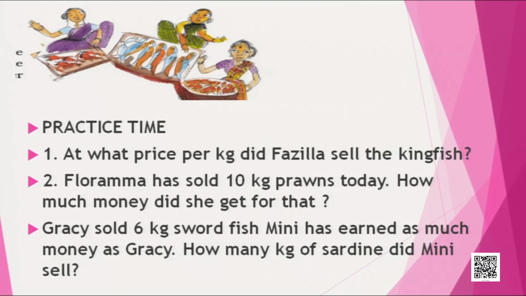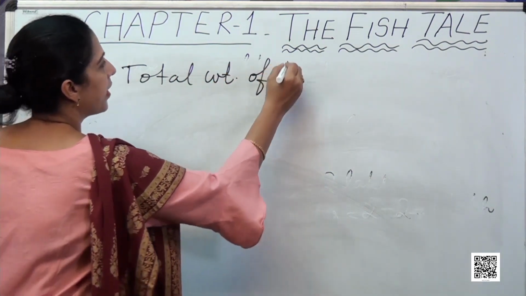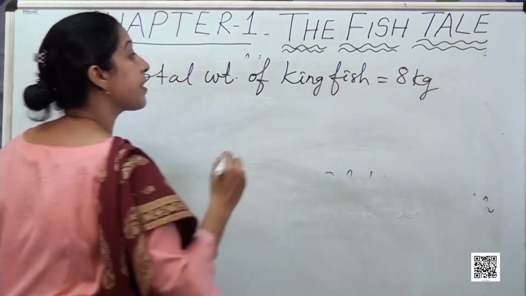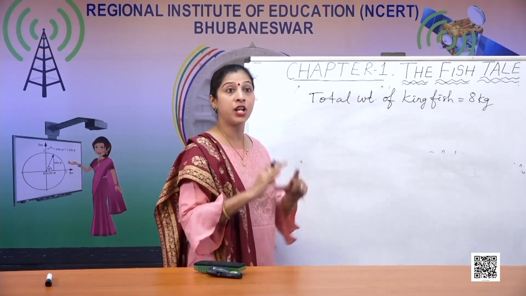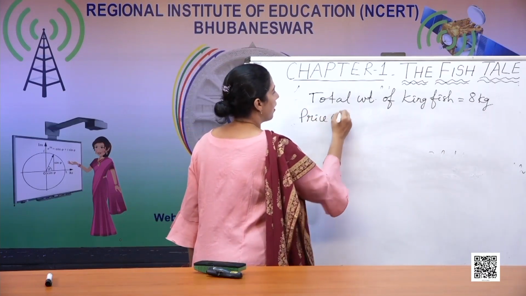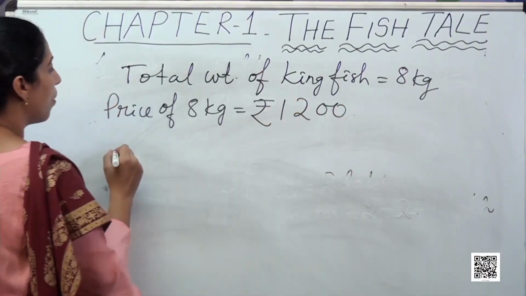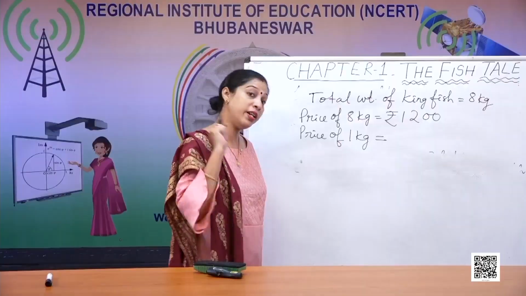The total weight of the kingfish is equal to 8 kg, and she is selling it at 1200 rupees, the whole fish, not per kg. She is selling the whole fish for 1200 rupees. So the price of 8 kg is equal to rupees 1200. So what is the price of 1 kg? Are we going to do multiplication or division?